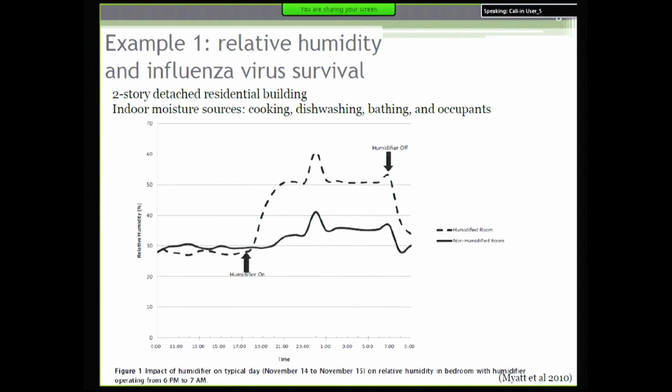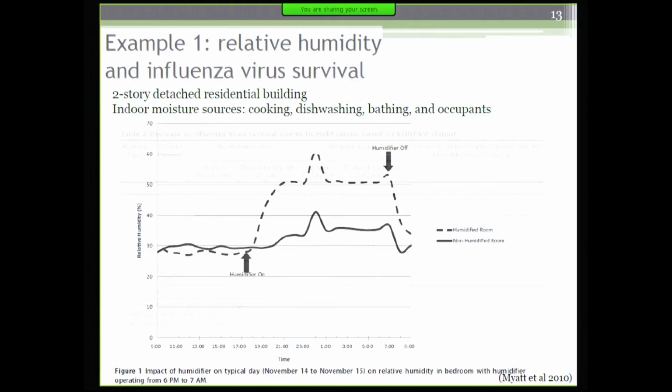The first example I'm going to talk about was using CONTAM to look at the impact of relative humidity on influenza virus survival. So we did this in a 2-story detached residential building, so single family. Our indoor moisture sources were cooking, dishwashing, bathing, occupants, and then obviously having a humidifier. You can see the black line is over time, over a day, what the relative humidity was in the house. That tracks with the outdoors. And then when we turned the humidifier on, how that humidity changed.